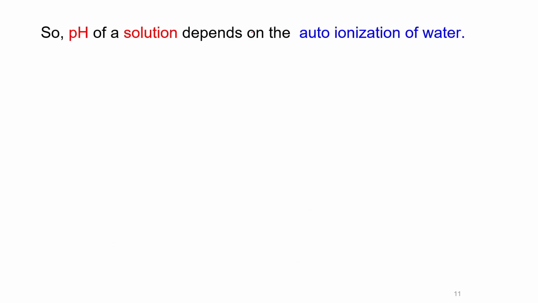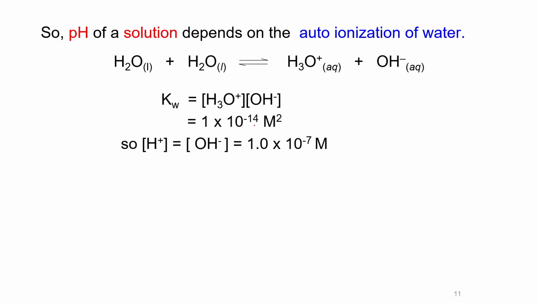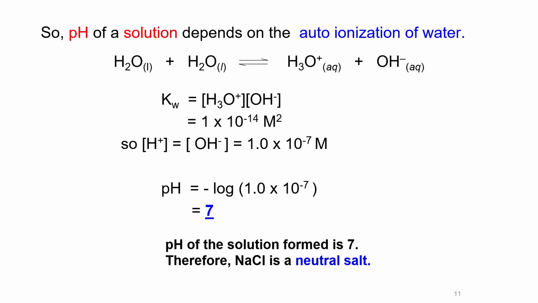So the pH of the solution depends on the auto ionization of water, which is water will produce H3O plus and OH minus. So Kw is equal to 1 exponent negative 14. So the concentration of H plus equal to concentration of OH minus equal to 1 exponent negative 7. Thus the pH is equal to negative log 1 exponent negative 7, which is 7, which is neutral, because it came from strong acid and strong base. So NaCl is a neutral salt.